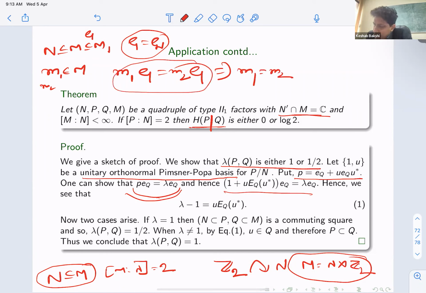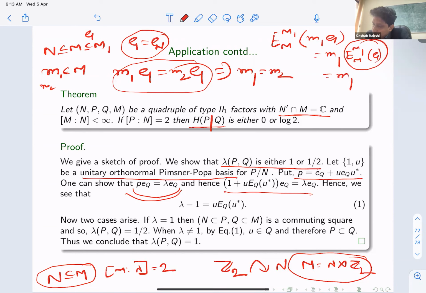The proof is very simple, basically. You take the conditional expectation, E_{M_1}, on both sides of M_1 e_1. So M_1 will come outside because of the property of conditional expectation. Then E_{M_1}(e_1) is a scalar, the Jones index. So this is M_1. Similarly, if you take this conditional expectation on the right side, you will get M_2. So M_1 will be M_2.